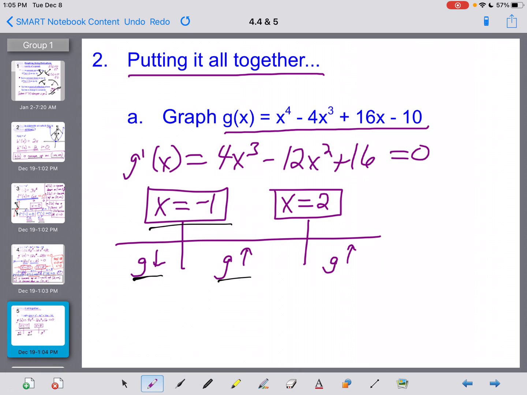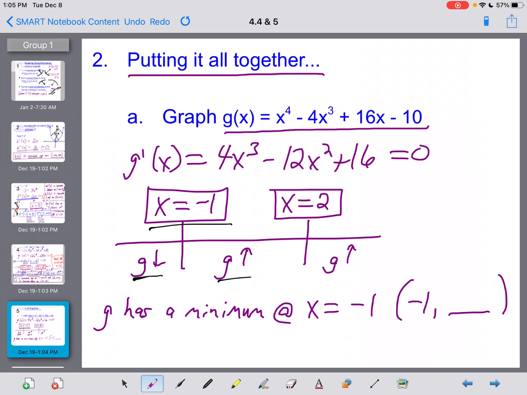That tells us something important, everybody. That tells us that g has a minimum at x equals -1. In a minute, we're going to figure out what that y value is there as well, but I don't know that we're going to do that just yet. I want to do that a little bit more efficiently later on.